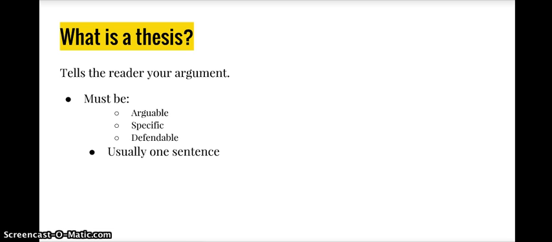Your thesis statement should only be one sentence long. Any longer than that, and you're probably going to get a little wordy and confusing. Your thesis statement cannot be a question. It must be a statement telling us exactly what your argument is and what side of that argument you stand on.